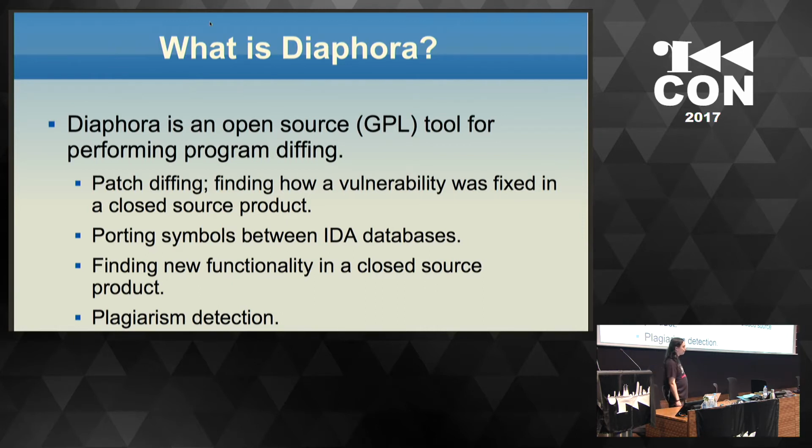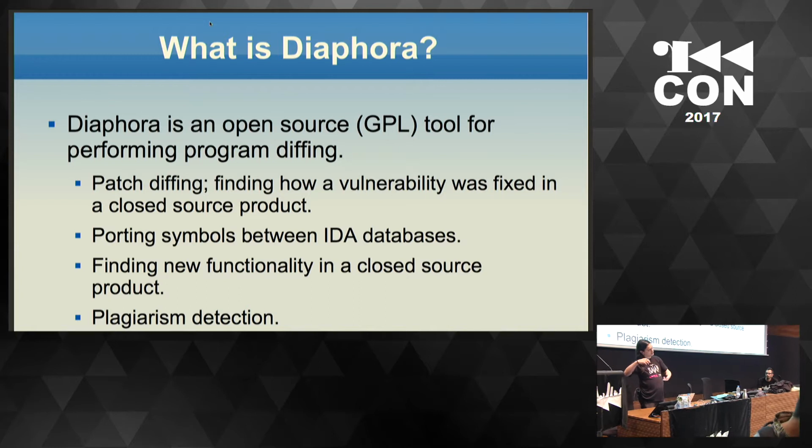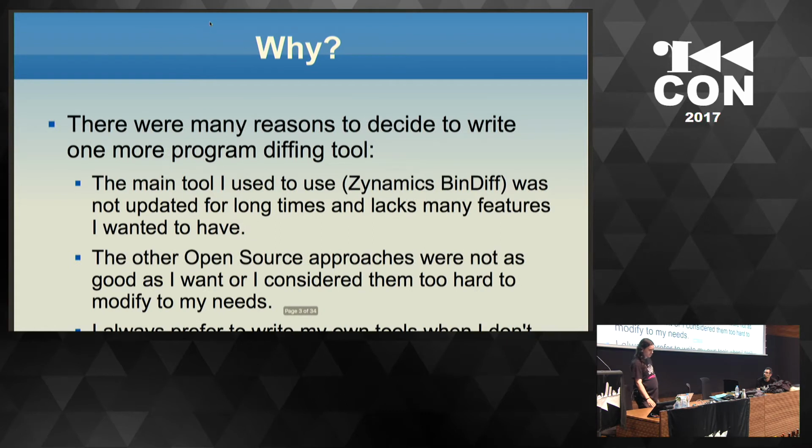It focuses, more than anything, on patch diffing. For example, finding how a vulnerability was fixed in a closed source product. Also for porting symbols between different IDA databases. This is the second main scenario why I wrote such a tool, and also for finding new functionality in a closed source product. Plagiarism detection. There are many use cases.